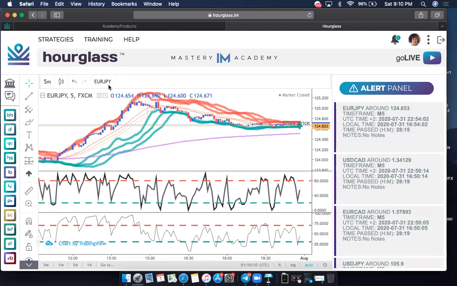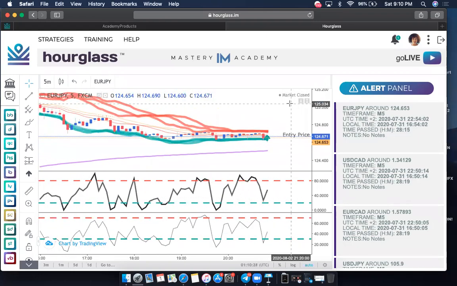Right over here is going to let you know the pair that you are looking at, Euro JPY. Now, as you can see right over here, it says market is closed. Today is Saturday, and the market is closed on the weekends. When the market is open, you will see a green dot right over there letting you know that the market is open.